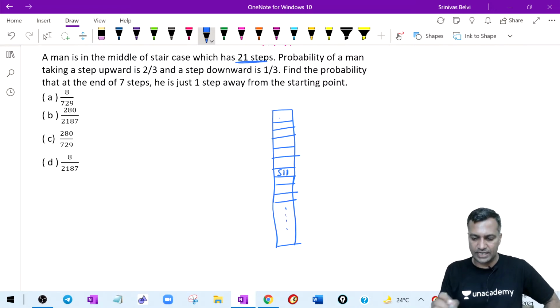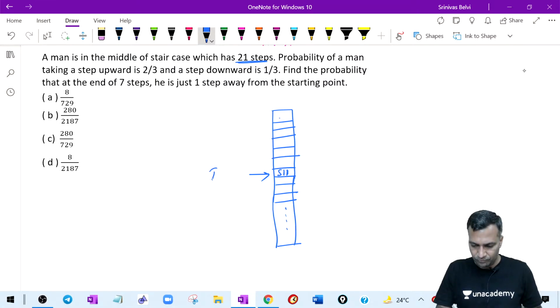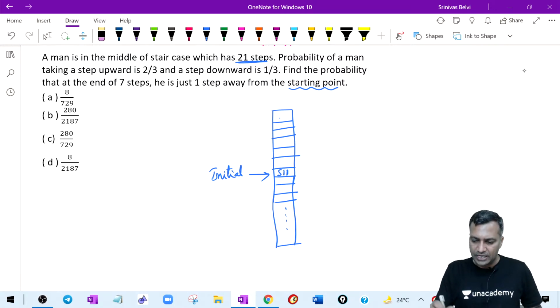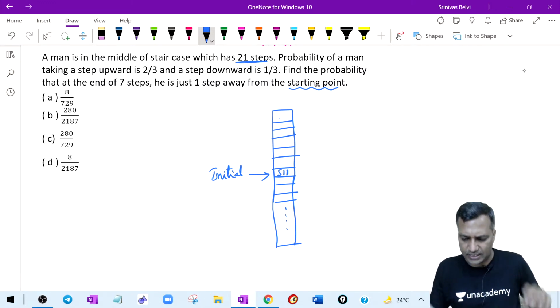It's saying that there are 21. This is the initial position of the man. This is where the person is when you observe. That's what you mean by the starting point. We don't know whether he is going up or coming down. When you found him, he was just standing on step number 11. Which side he is facing doesn't matter to me. He is just there, right?